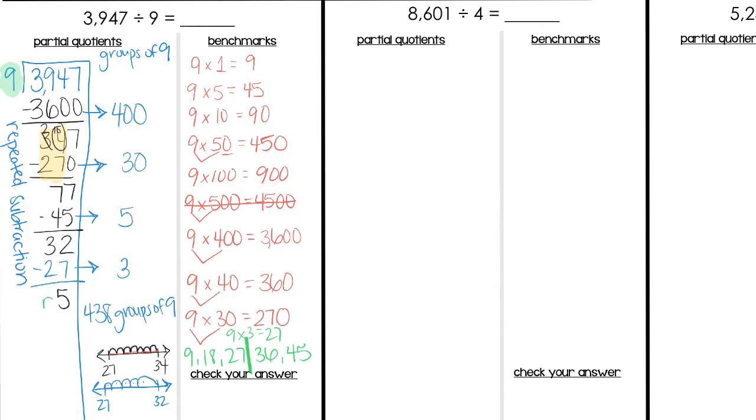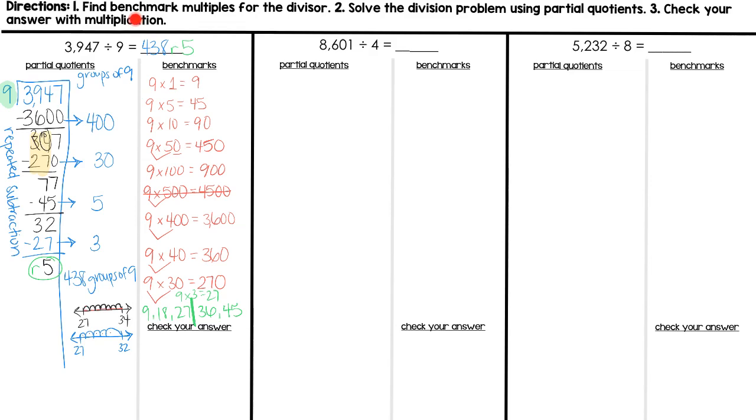So 438 is in each group of 9, and then we have a remainder of 5. So great job, we found our benchmark multiples. We solved the division problem using partial quotients. Now, number 3, we need to check our answer with multiplication.